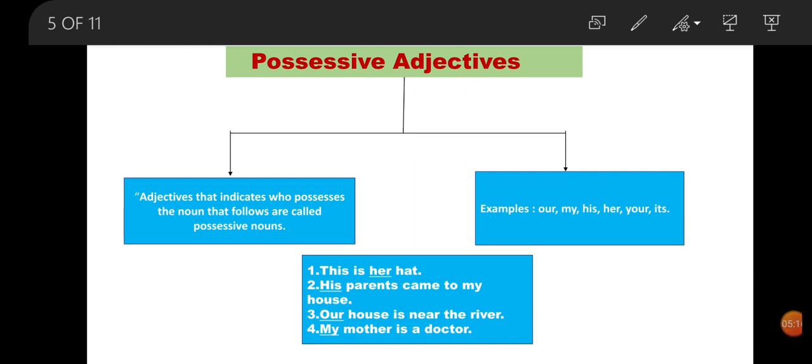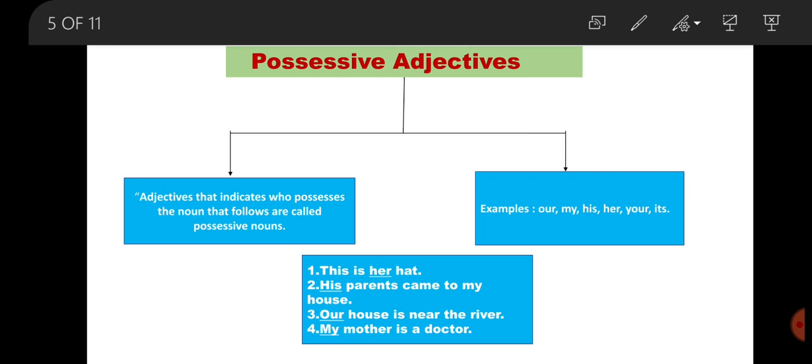Let's see the example. This is her hat. Whose hat? Her hat. Now you see, her is followed by the noun hat. That something is belonging to her. What is that? It is a hat. Second example, his parents came to my house. Whose parents? His parents. Our house is near the river, and my mother is a doctor.